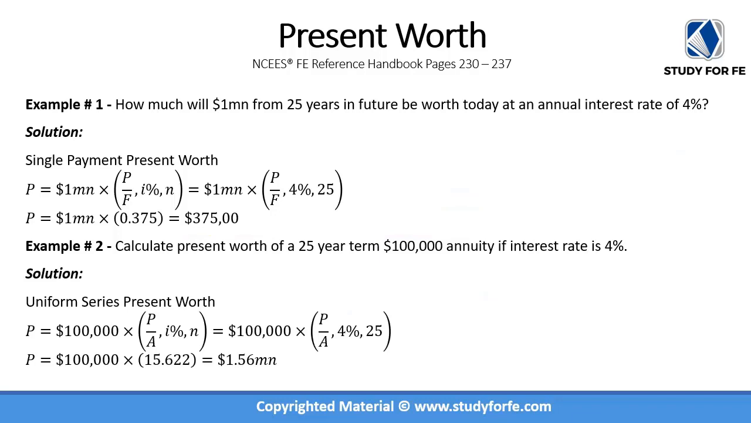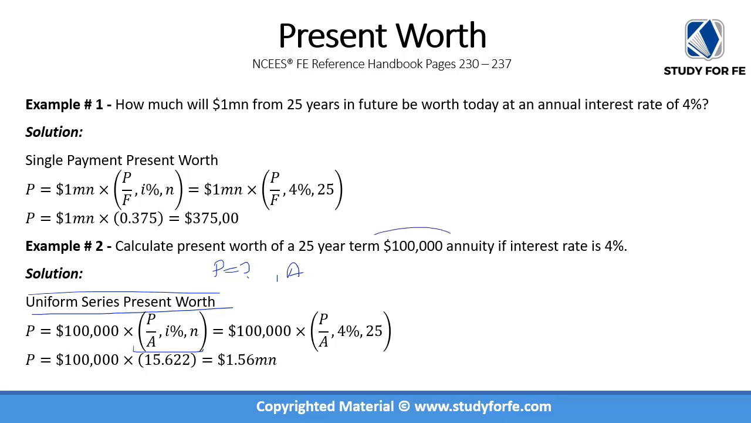The formula that I just explained is the uniform series present worth formula. You don't necessarily need to remember the names; you need to remember these factors. P is unknown, and A is provided to you, so we will use P given A, and this happens to be the uniform series present worth.